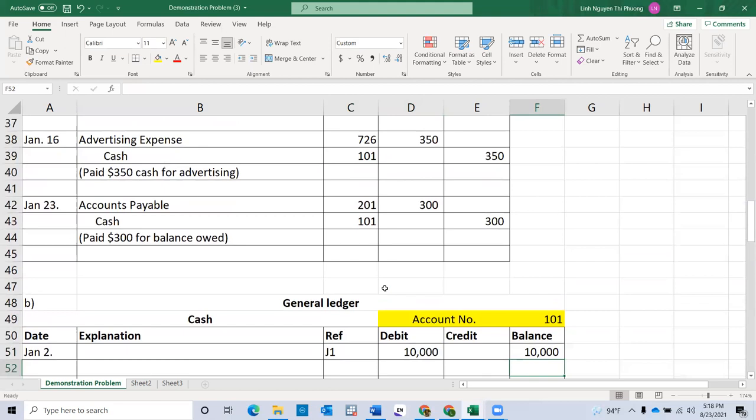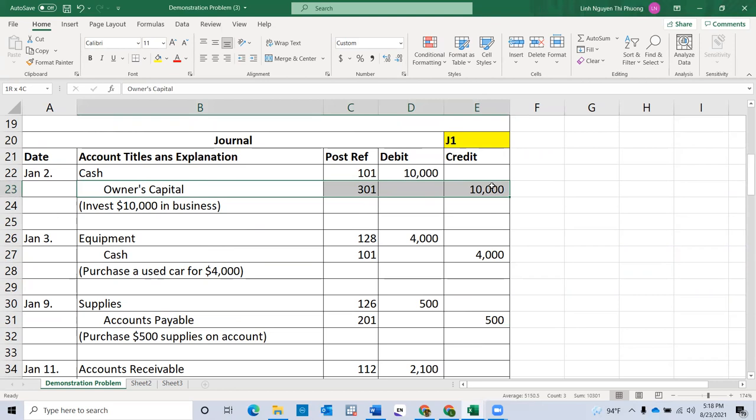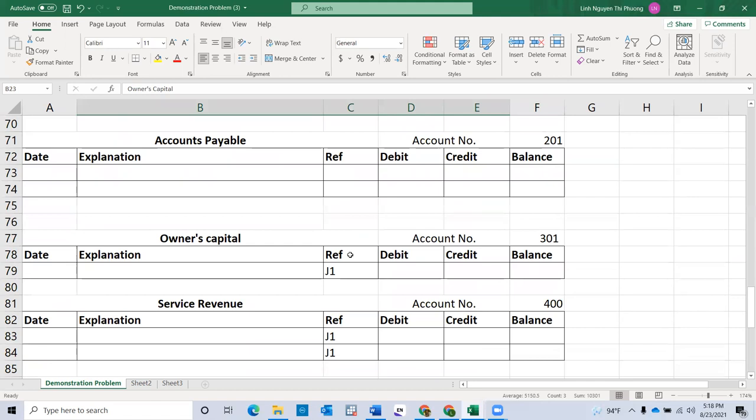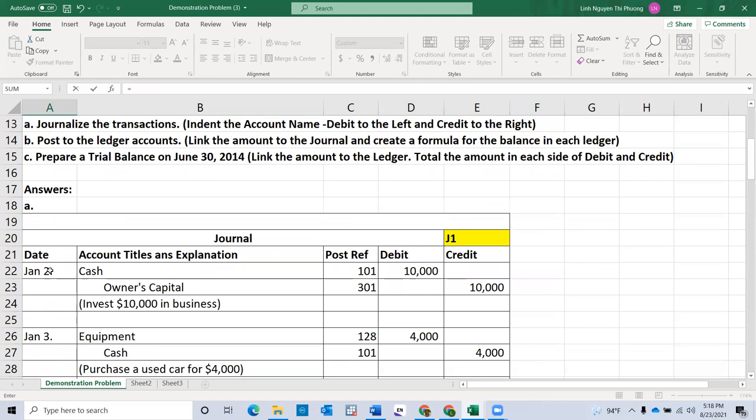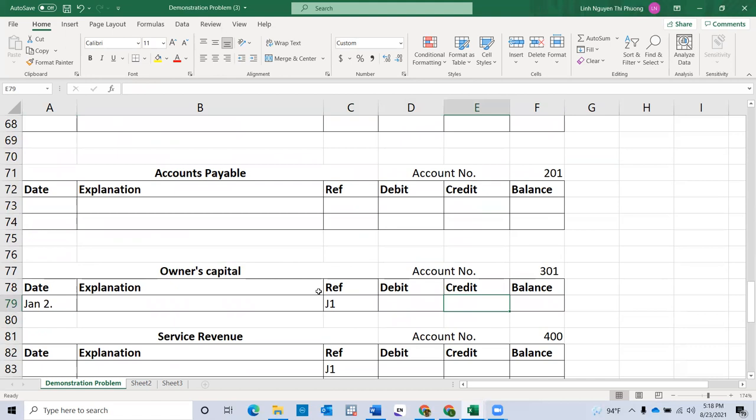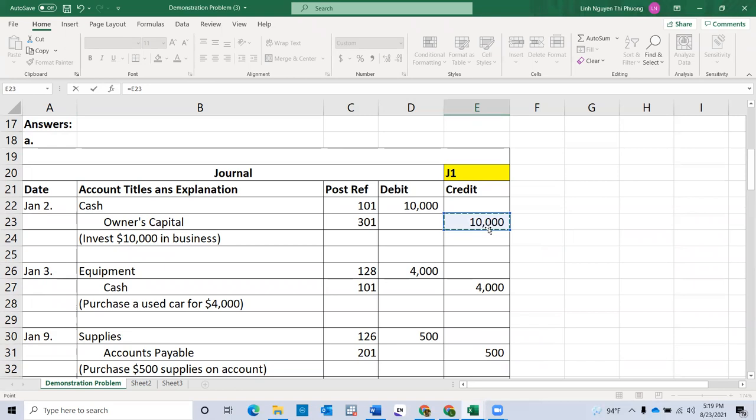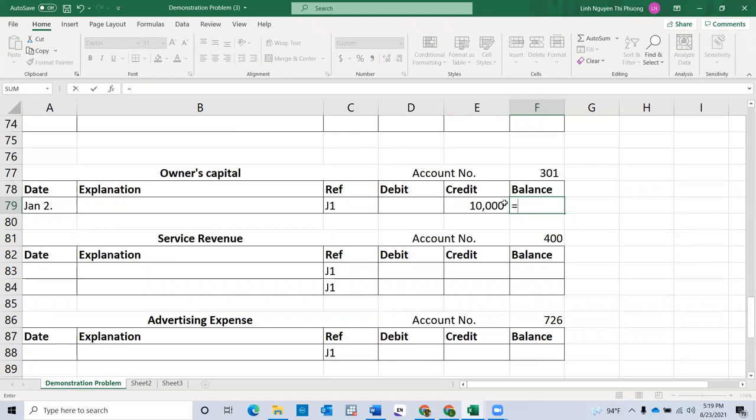All right, next, we're going to post owner capital credit 10,000 to account 301. So we go to owner's capital. The day would be equal to January 2nd, enter. Remember, owner capital is a credit, so we press the equal sign and click on credit, and then enter. The balance would be equal to this one since it's only one transaction.